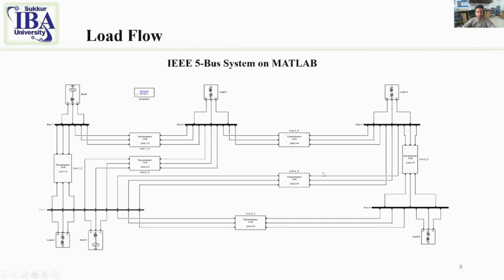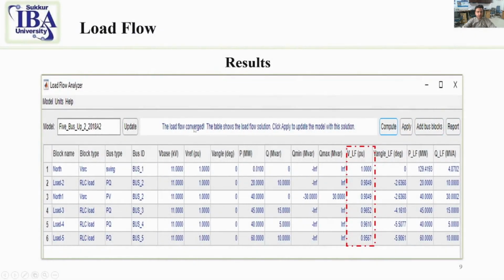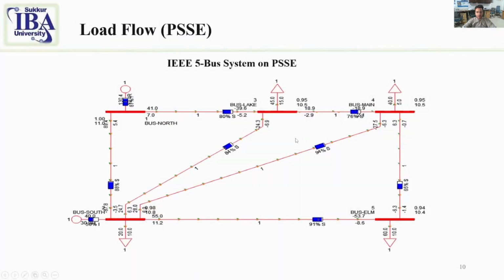So first we implemented the 5 bus bar system here on MATLAB. Then we run the program. You can see here the voltage levels, which show that the load flow is done successfully. Then we move forward with the same data.